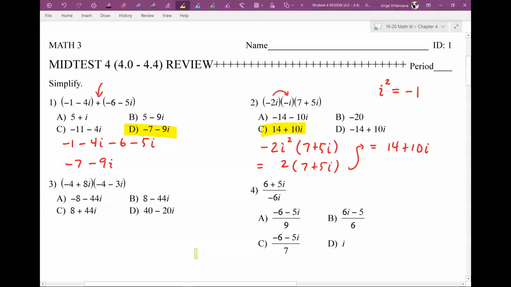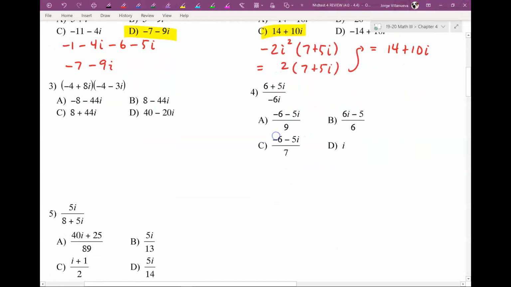All right, number 3. Remember, we're trying to do about 9 of them today. This one requires you to distribute. You're going to distribute this first, and then you're going to distribute this after. So just be careful when you do it.